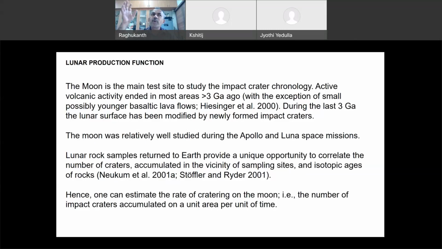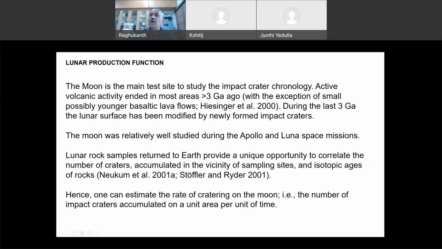So what people say now is, initially everything was volcanic only, because the temperatures were very high. So more than 3 billion years ago, it was all volcanic activity. After 3 billion years ago, the volcanic activity stopped, and then rocks formed, and whatever craters you are seeing, everything is coming from impact actually. So that is our understanding. In the last 3 billion years, the lunar surface has been modified by impact craters only. Before that, everything was volcanic.